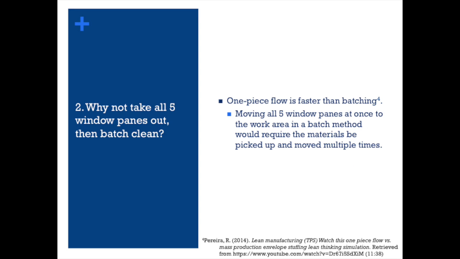The second FAQ is, why not take all 5 window panes out, then batch clean them? The answer is, one-piece flow is faster than batching. Moving all 5 window panes at once to the work area in a batch method would require the materials be picked up and moved multiple times.